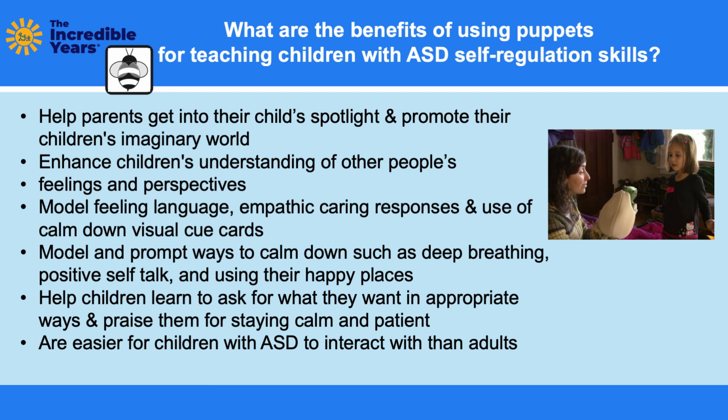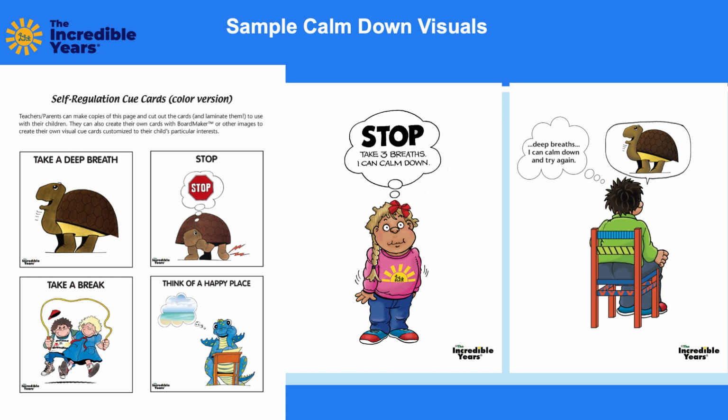Puppets can model the feeling language, the empathic caring responses, and ways to calm down, and are sometimes easier for these children than interacting with the adults around this subject. So here are some of the calm down visuals that we use with the kids. You can make your own, though, too. Take a picture of your child calming himself down.